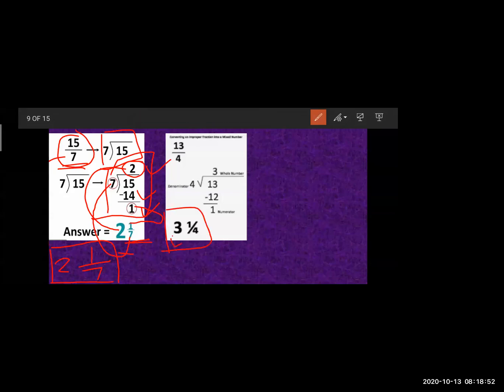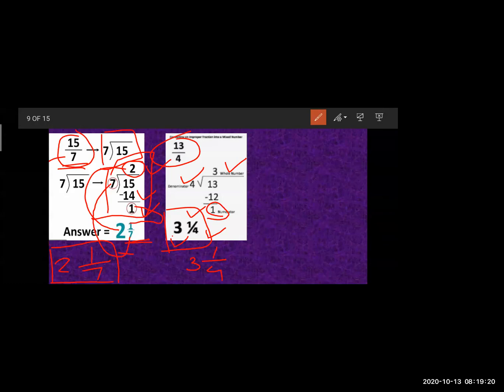So this is the quotient, here 3. 4 is the denominator, that is the divisor, and the remainder will come in the numerator. The remainder that we got, 1, will come in the numerator. So our answer will be 3 1 upon 4. We had a fraction, 13 upon 4, and we have converted it into a mixed number.